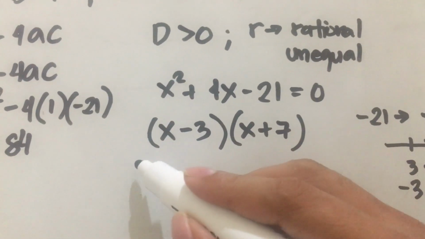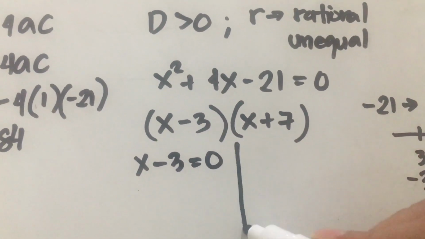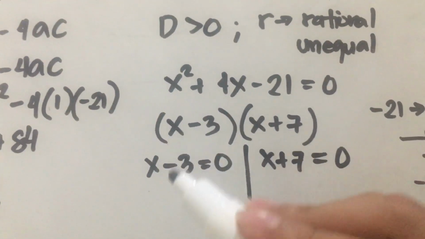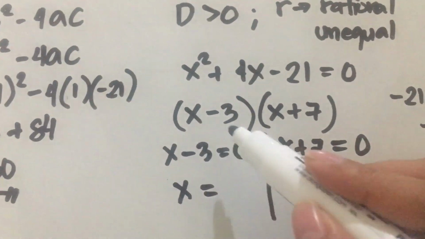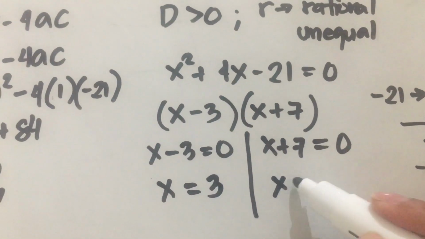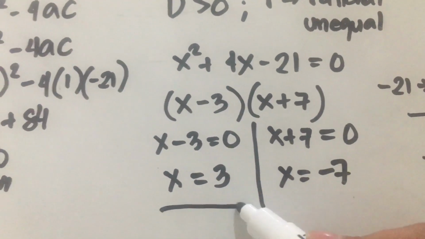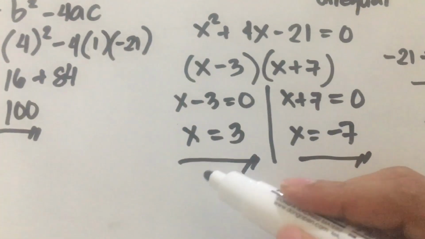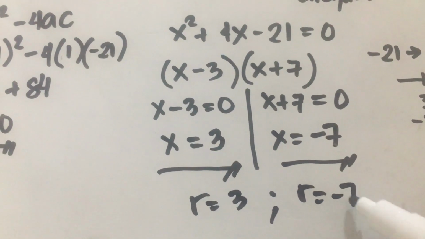So now, by the principle of 0, we equate our factors to 0 to find the roots. Okay, so these are the factors equated to 0 and find the roots or the value of the x. So from negative 3, we transpose nimo siyang positive 3. From positive 7, we transpose nimo mahimo siyang negative 7. So these are now the roots of your quadratic equation. So therefore, the roots are 3 and negative 7.